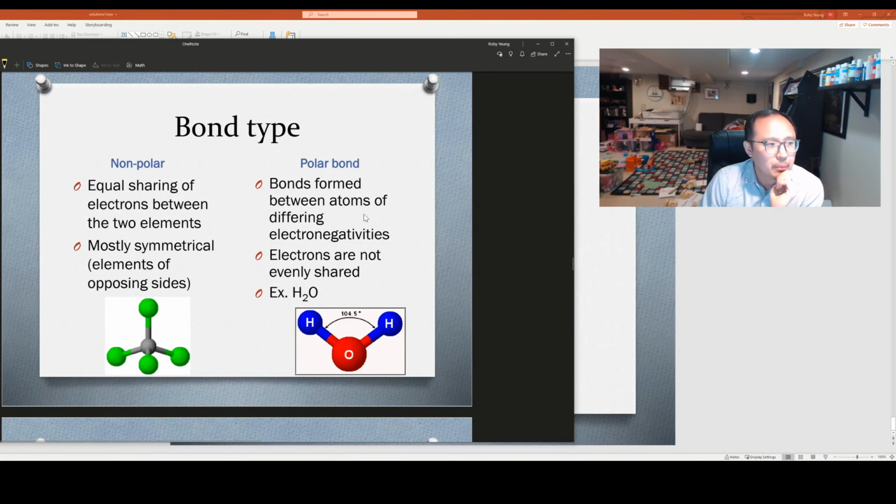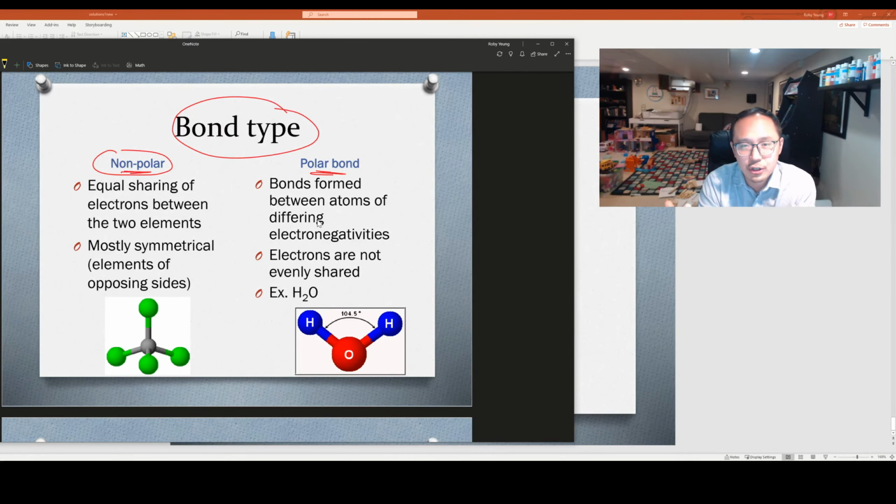So when we look at the different bond types, there's two different kinds. There's something called nonpolar and polar bond, which we have talked about. So polar bond, that's where the electrons are not evenly shared. So it's like you and your siblings, you get more toys than your siblings. That's a polar bond. That's like an uneven distribution, right? Not fair.